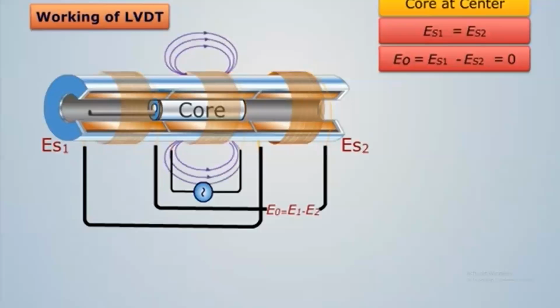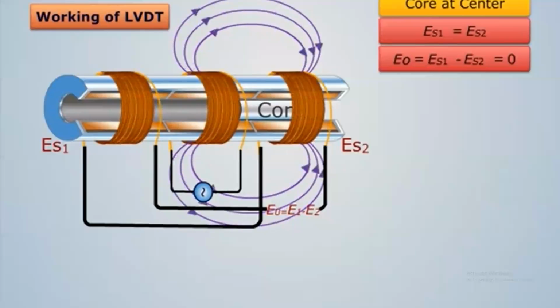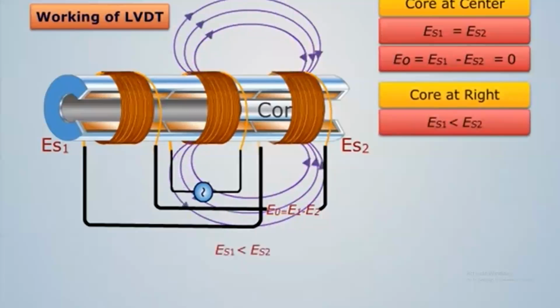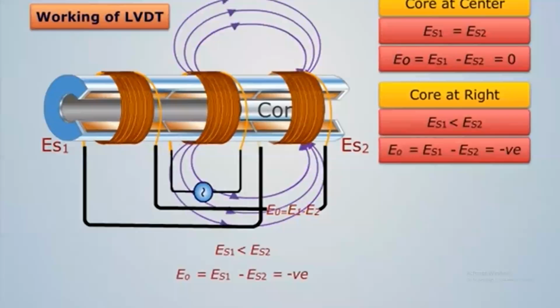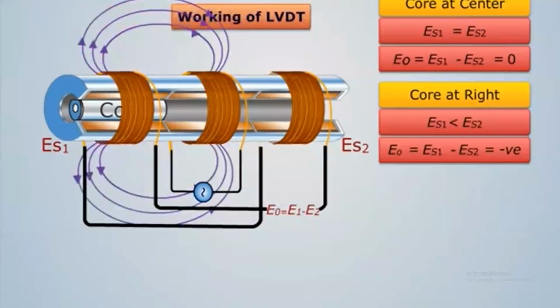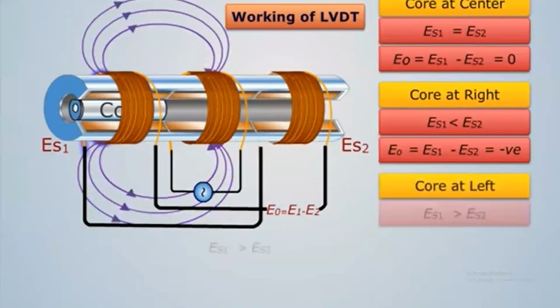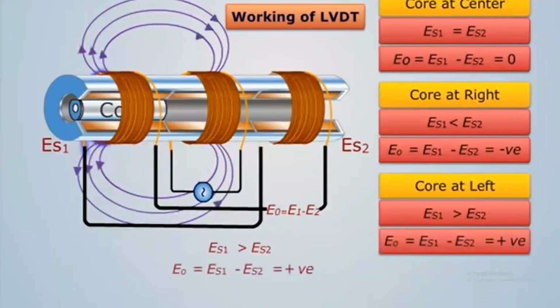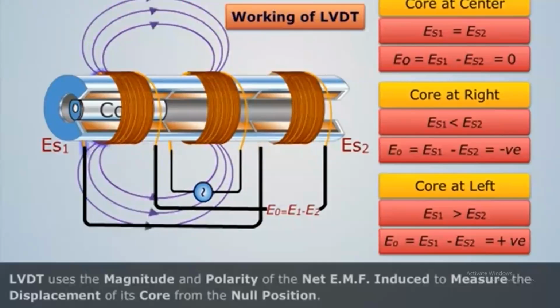Now if we move the core towards the right, we see that the flux linking with coil S2 becomes greater than the flux linking with coil S1. As a result, the EMF induced in the coil S2 becomes greater than the EMF induced in coil S1, and the net EMF shows a negative value. Similarly, if we move the core towards the left, we see that the flux linking with coil S1 becomes greater than the flux linking with coil S2. As a result, EMF induced in coil S1 becomes greater than the EMF induced in coil S2, and the net EMF shows a positive value. Thus, LVDT uses the magnitude and polarity of the net EMF induced to measure the displacement of its core from the null position.